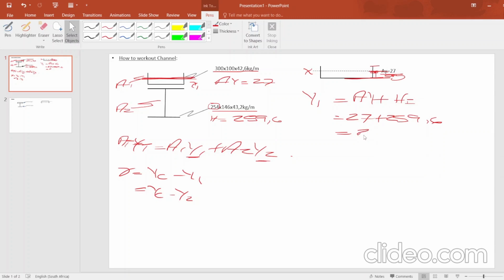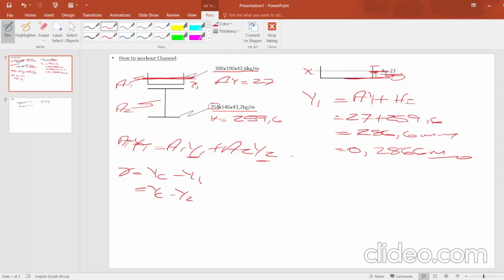Oh, what happened now? Now we get our answer as 286,6 millimeters. Then in meters, it will be 0,2866 meters. This is how you calculate your Y1 when we are having the compounded beam like this one.